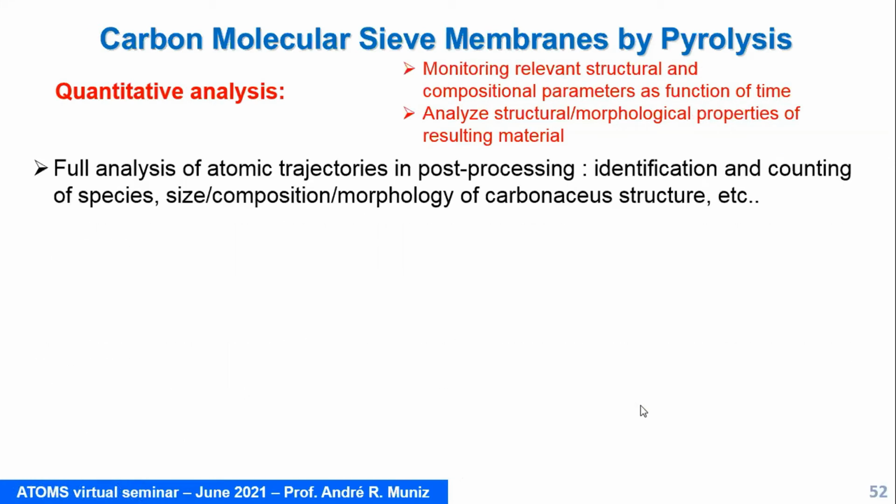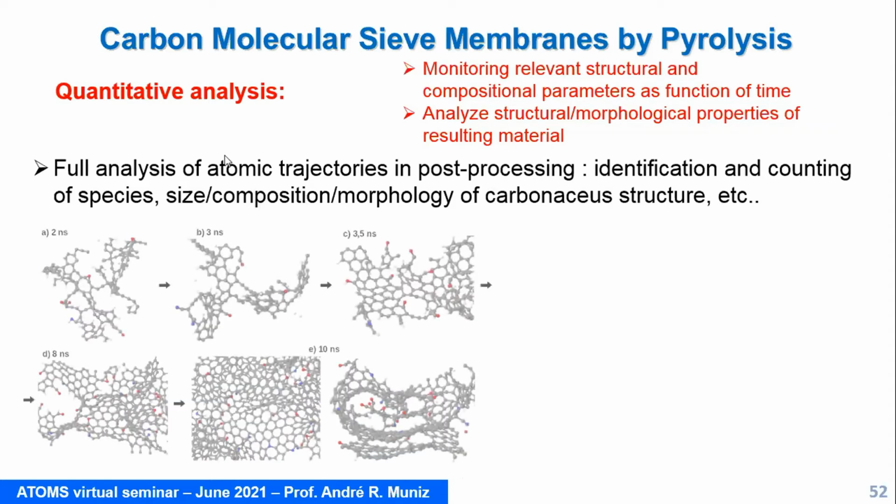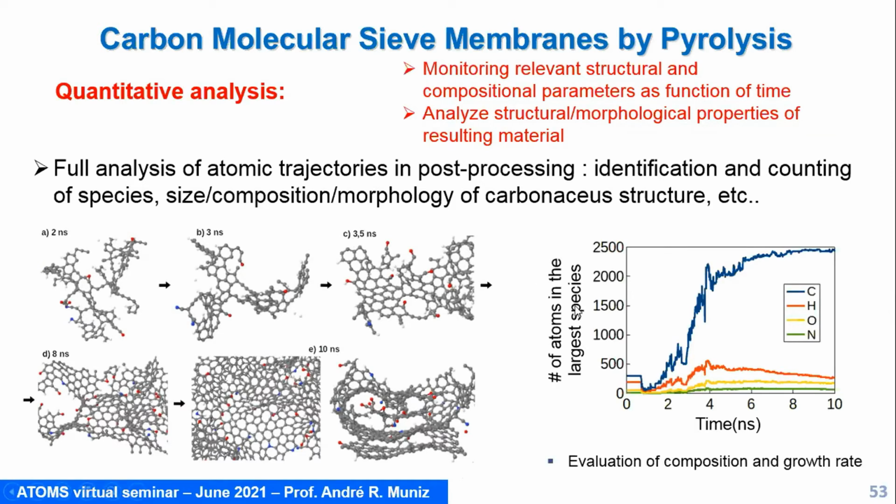From a quantitative point of view, we also can make a full analysis of the atomic trajectories in post-processing, identifying and counting the species that are present in the system, radicals or gas molecules, or the larger structure. For this larger structure, we can follow as function of time their size, their composition, their morphology. So here, for example, some snapshots of the simulation. Instead of just looking at them and seeing the characteristics, we can count, for example, the number of atoms in the large species present in the system. With that, we can estimate the growth rate as function of the processing conditions. We can compare these curves for different processing conditions.